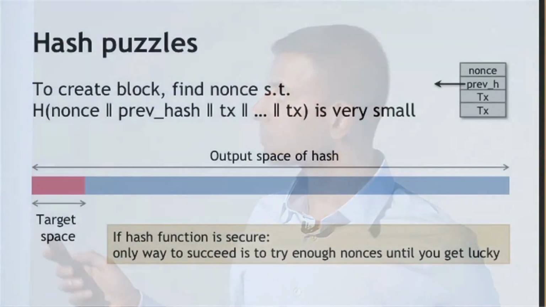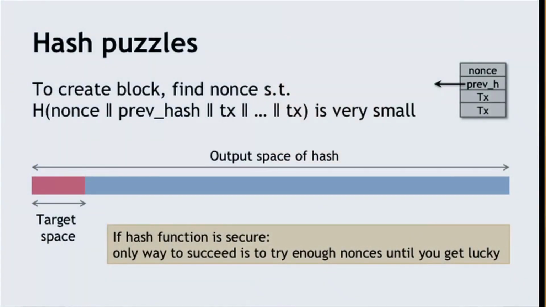So here it is. It's called hash puzzles, and what this means is that in order to create a block, the node that proposes that block is required to find a number, a nonce, such that when you put together in the block the nonce, the previous hash, and the list of transactions that comprise that block, and take the hash of this whole long string, then that hash output should be a number that is very small, that falls into this small target space in relation to this very large space that is the output space of that hash function.